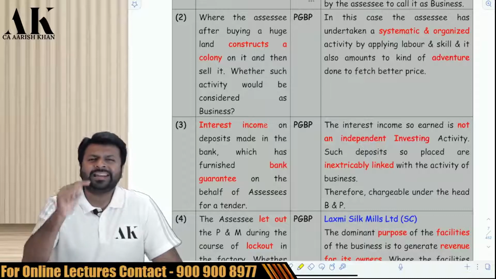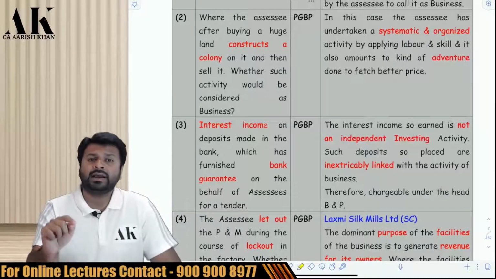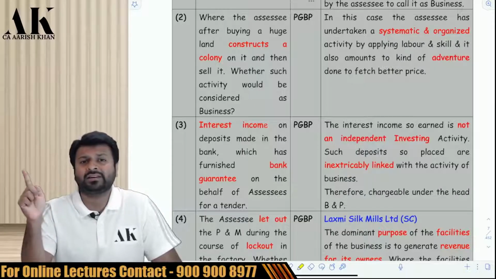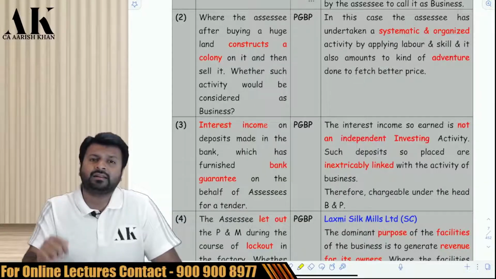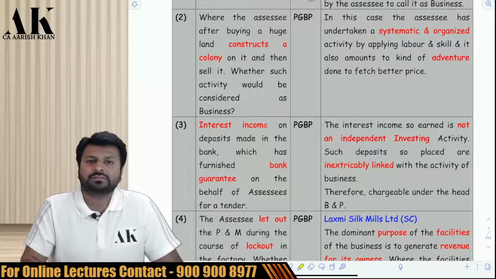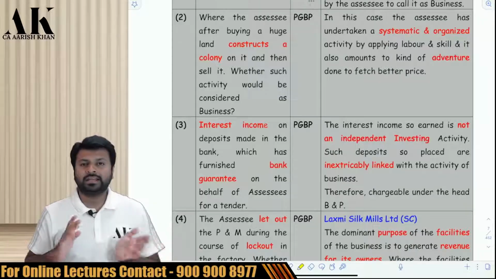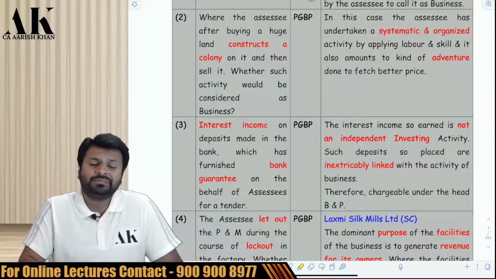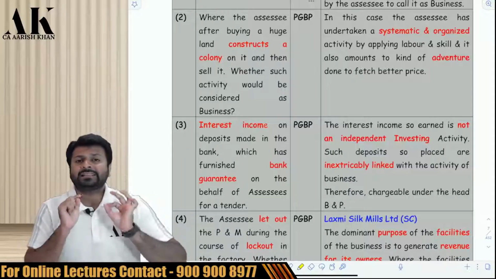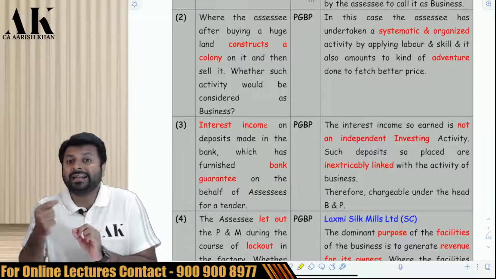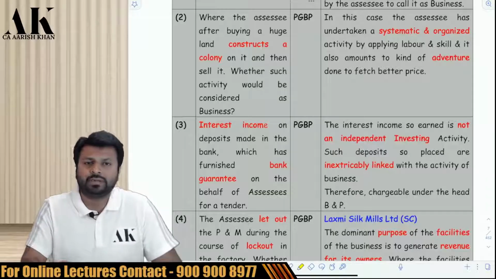It means under any circumstance, whether dividend is earned by a small investor like me or a big investor or big trader, for all of them, dividend will always be classified under IFRS. But interest is not that case. Therefore, interest is very litigative. It can come under PGBP, it can come under IFRS also. Therefore, sir, when under PGBP, when under IFRS? If the interest income is related to business, then it is coming under PGBP, or else IFRS.